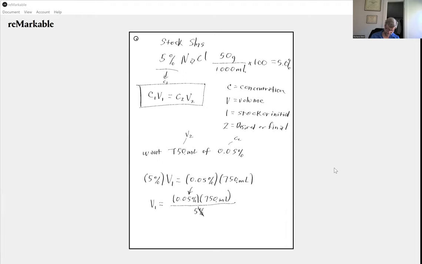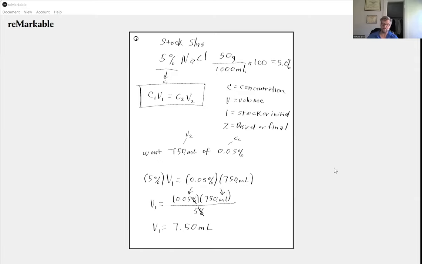The percentages cancel. We notice we are going to be left with milliliters. Let's see, that's going to be 7.5 milliliters. 7.5 milliliters. Did I do that right? Yes, I did. All right.